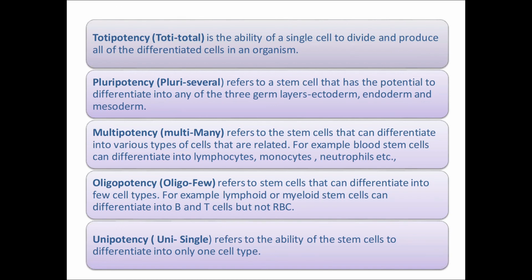Oligopotency refers to the stem cell that can differentiate into only a few types of cells, like lymphoid and myeloid stem cells, which can differentiate into B lymphocytes or T lymphocytes, but they cannot become RBC or red blood cells. Unipotency refers to the ability of the stem cell to produce only one type of cell.